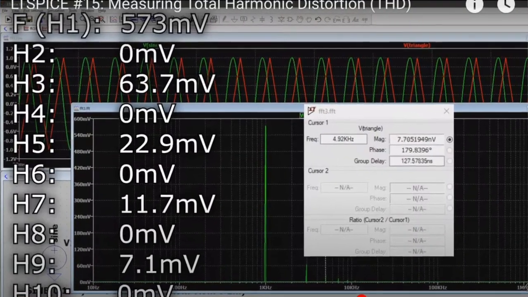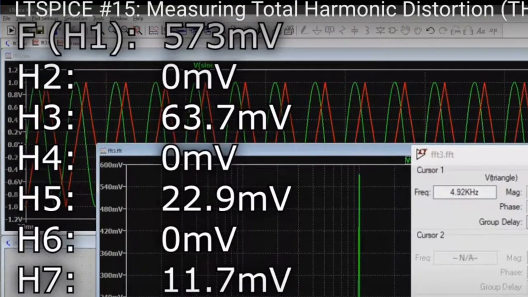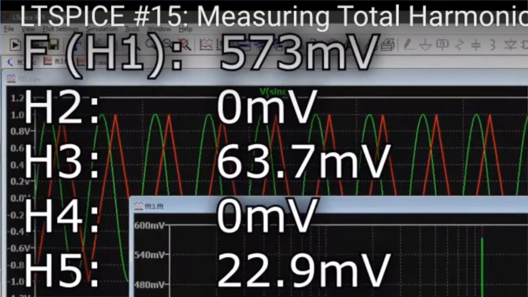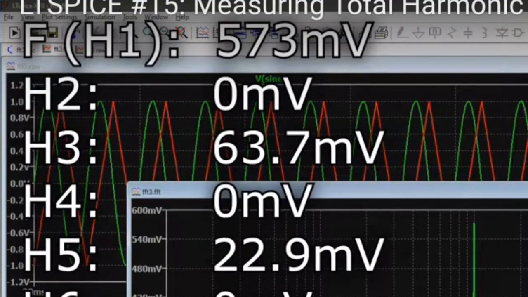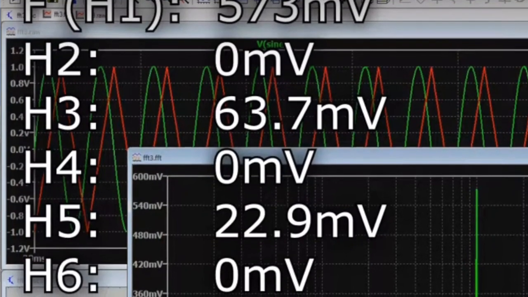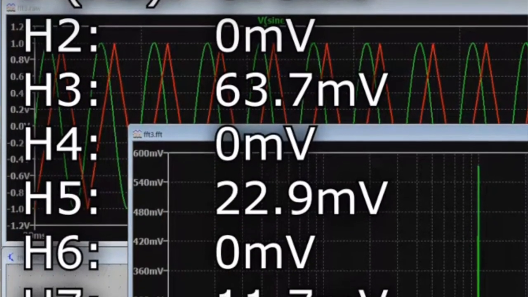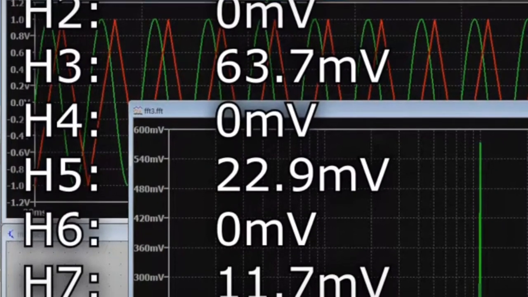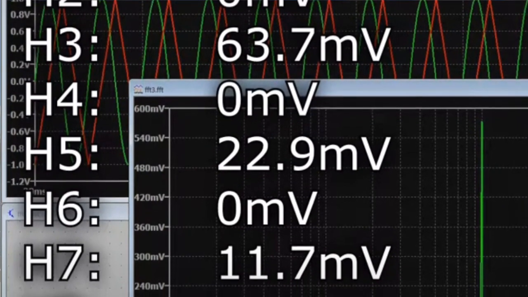But LTspice generated a triangle wave, 50% rise, 50% fall, and they looked at the harmonics. The fundamental is a sine wave at 0.573 volts in their simulation. Then there are no even harmonics, so the second harmonic shows up at 0. The third harmonic shows up at an amplitude of 0.0637 volts. And the fourth harmonic shows up as 0 because no even harmonics.